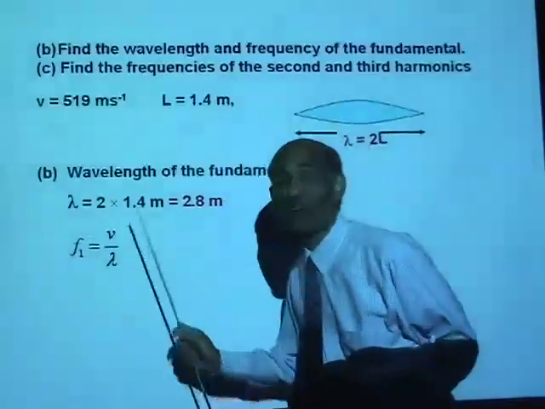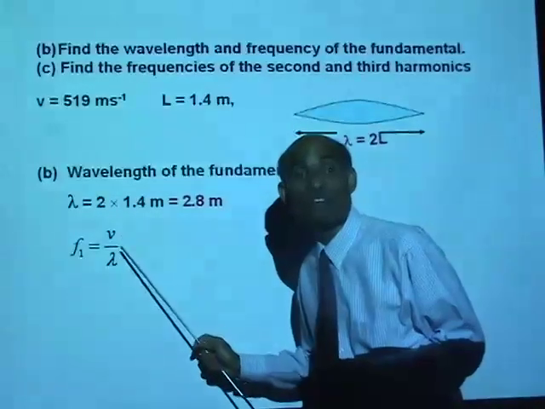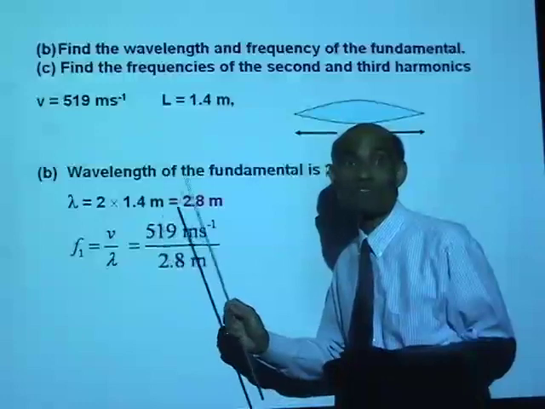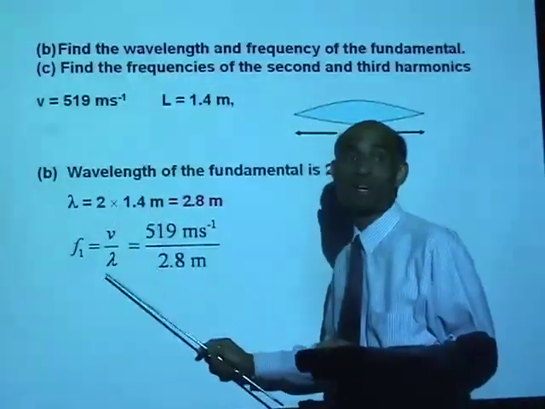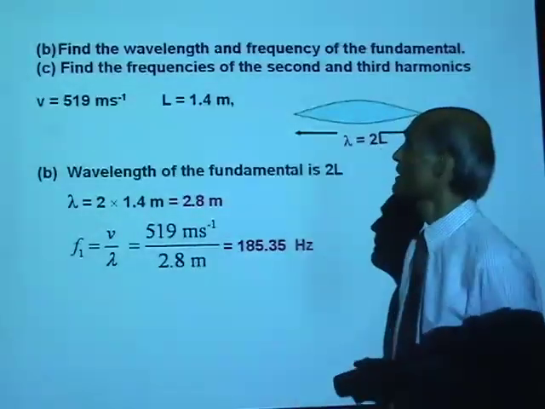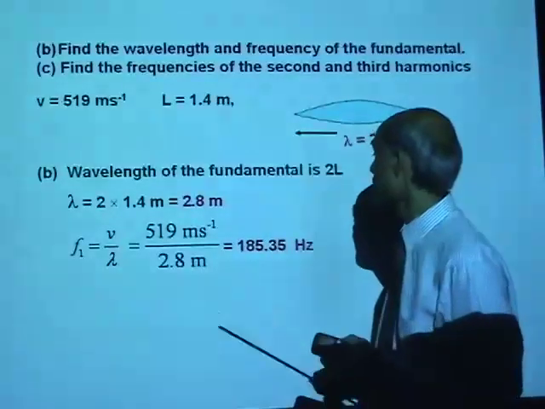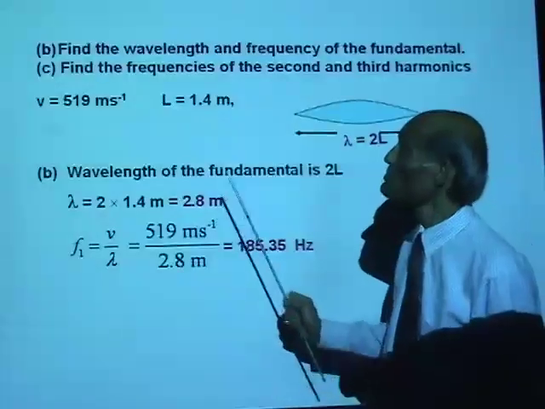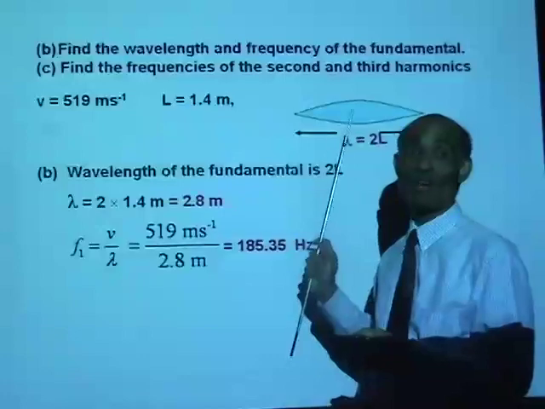What is the frequency of the fundamental? Frequency of the fundamental is V over lambda. V, we calculated. What was the velocity we calculated? 519 meters per second. Wavelength is 2.8 meter. Therefore, the fundamental frequency is 185.35 hertz. All right. Once you know the fundamental, do you know the second and third harmonic?